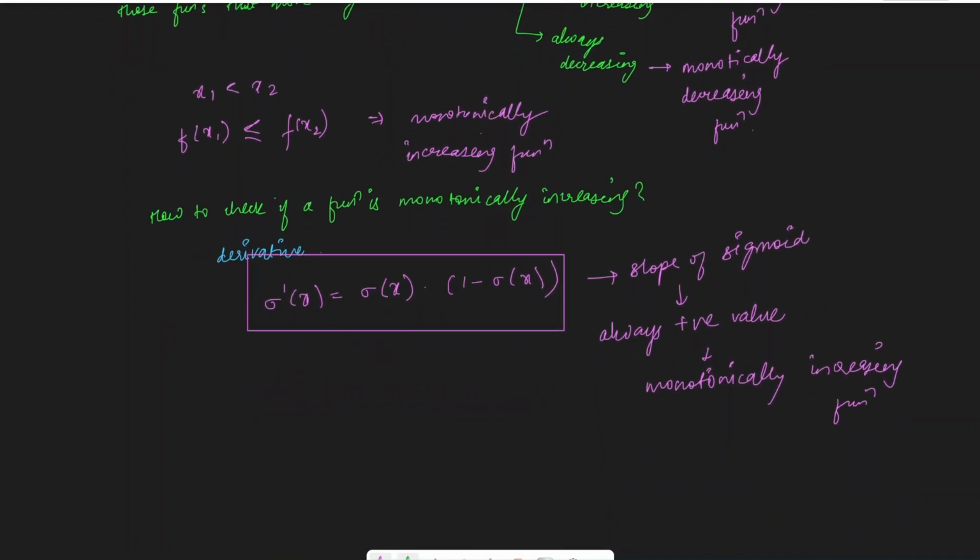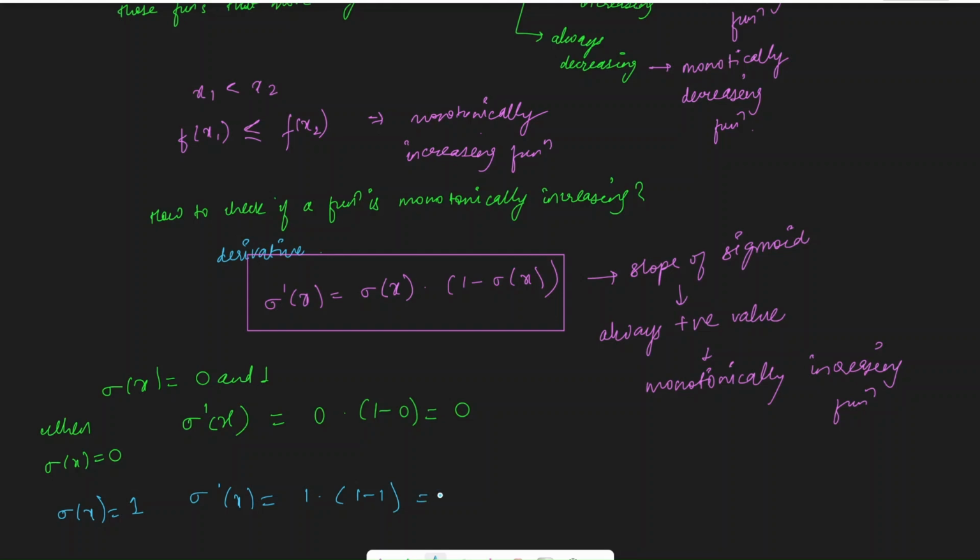Now, if you look at this carefully, we know that sigma of x can only be between 0 and 1. Let's try to find these values when sigma of x is equal to 0. In this case, sigma dash of x, which is this derivative, will be equal to 0 multiplied by 1 minus 0. That will be equal to 0. Let's try to plug in a different value when sigma of x is equal to 1, because that's the only other extreme. So sigma dash of x would be equal to 1 multiplied by 1 minus 1, which will again be equal to 0. For any other value also, this will be a positive number, and that's why we say that because the derivative is always a positive number or 0, the sigmoid function is a monotonically increasing function.